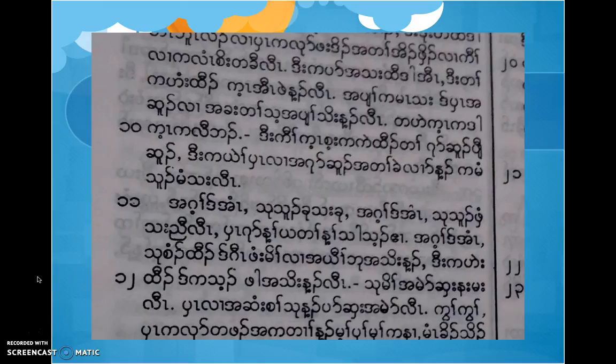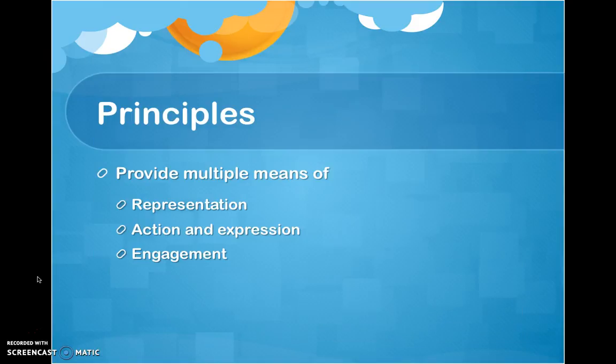Universal Design for Learning is all about this. It's about presenting materials and providing ways for students to engage with those materials in multiple different ways and using technology to allow us to do this. So these are the three major principles for Universal Design for Learning, which is to provide multiple means of representation, provide multiple means of action and expression, and provide multiple means of engagement.